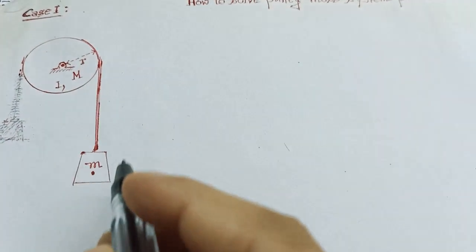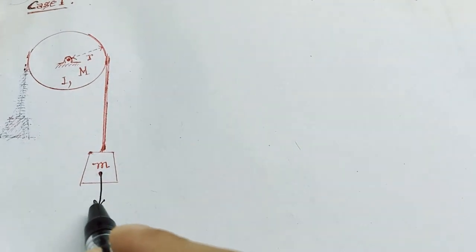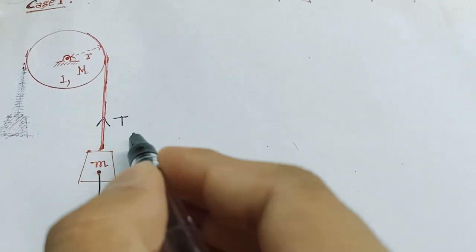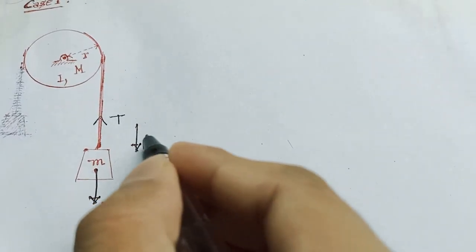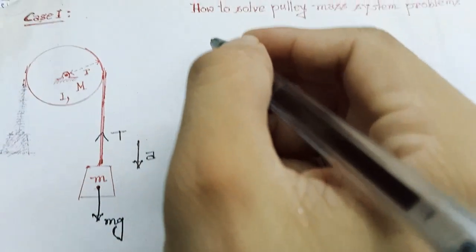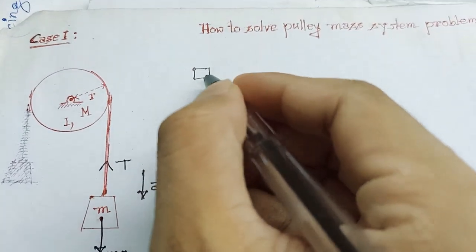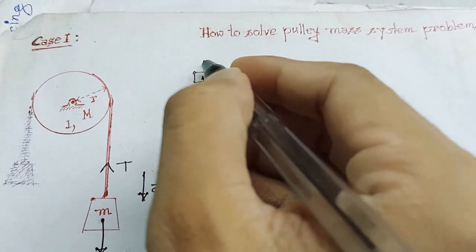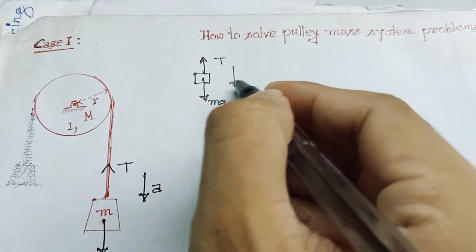So, for this, the weight of the object, mg, will act downward, and the tension of the string will act upward. And as the object is moving downward, its acceleration will be downward. Now, we'll draw the FBD from this diagram. From the FBD, this is the object, so its weight mg acts downward, its tension force acts upward, and its acceleration acts downward.